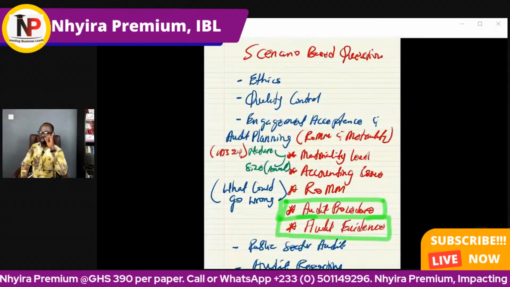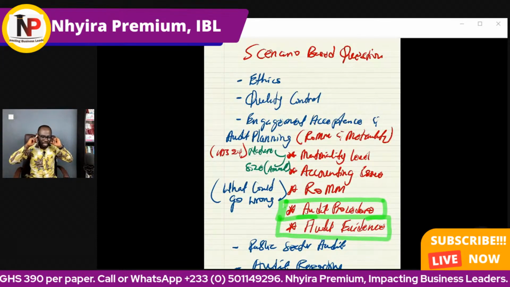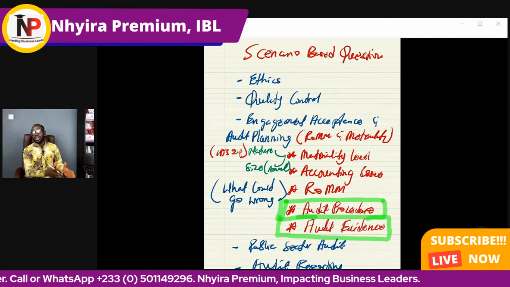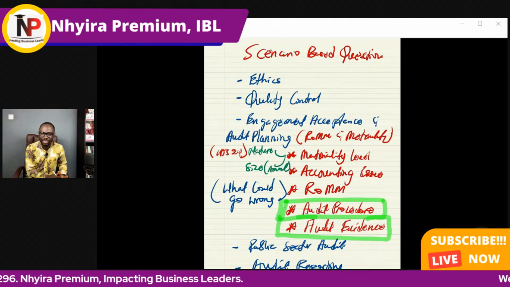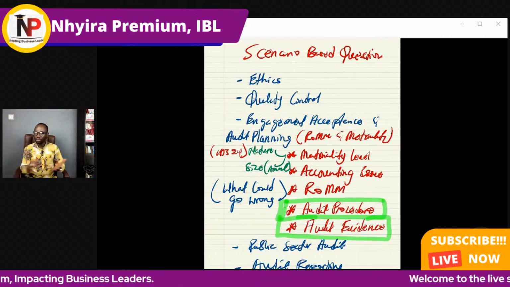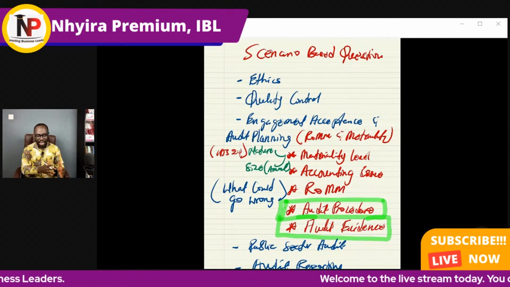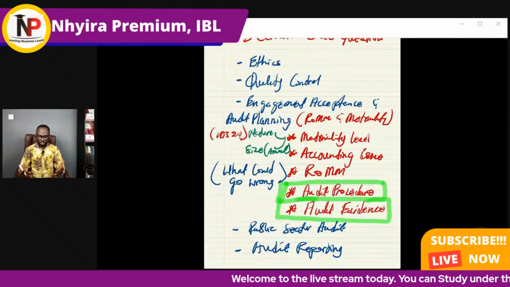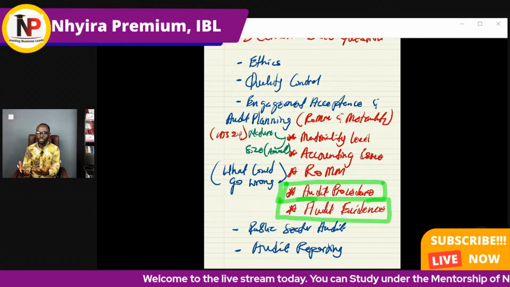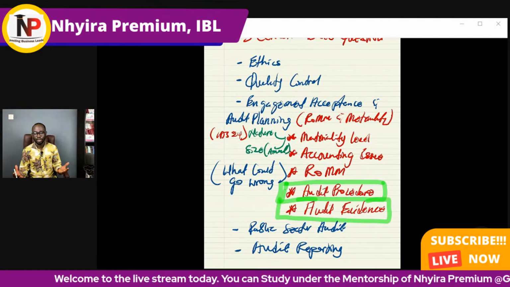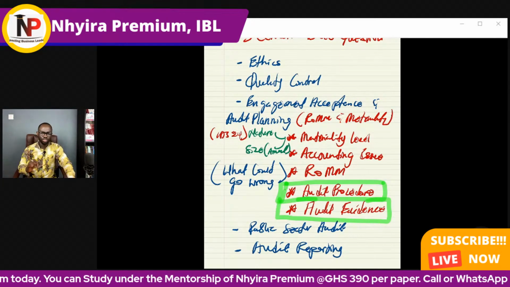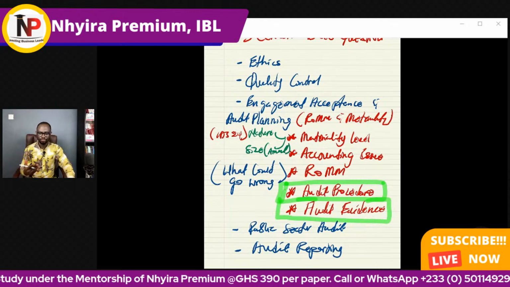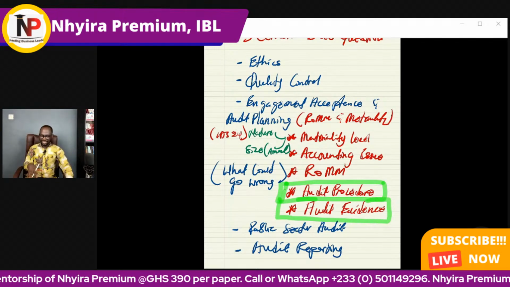So if you want to pass audit and assurance, listen to me carefully. Make sure you get the right materials. I mean, make sure you attend lectures. I say this to you guys all the time. Make sure you get a good tuition for that, and make sure that you really bury yourself into it. It's an interesting paper. I cannot overemphasize the importance of it. If you understand audit and assurance, you will enjoy it. It's only when you are lazy that you will not enjoy it.